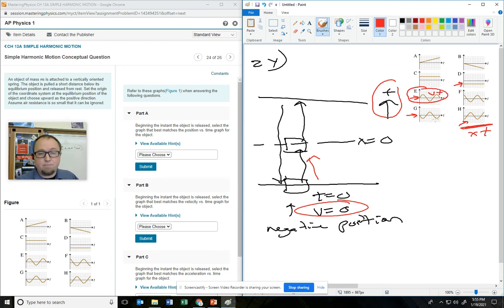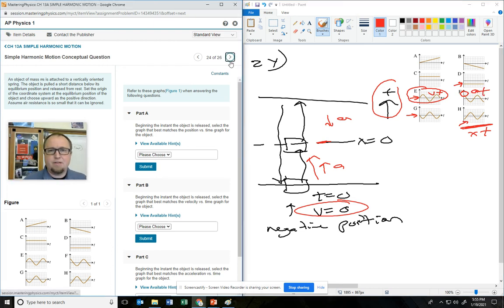Now acceleration. It starts with an acceleration pulling it upwards, right? That force is pulling it upwards. When it passes equilibrium, then it starts to experience an acceleration downwards. So it starts with a positive, which is F. And there's your acceleration time graph. All right, 25.